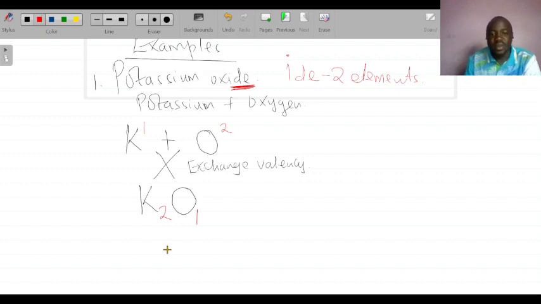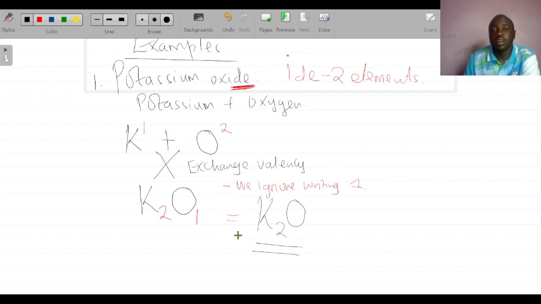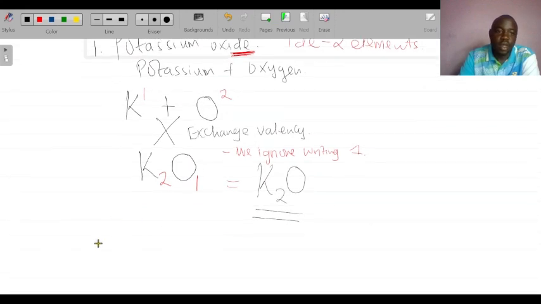In chemistry, we must leave the formulas simplified. So whenever we have 1, we ignore writing 1. So we are going to have K2O, and that becomes our correct chemical formula for potassium oxide. That is example number 1. We can move on to number 2.